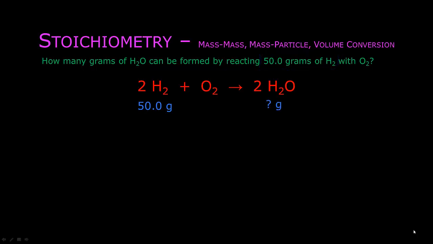So step 1, that is to write down what you know. Step 2, you always write down what it is you're looking for. So we are looking for grams of water that will be produced.